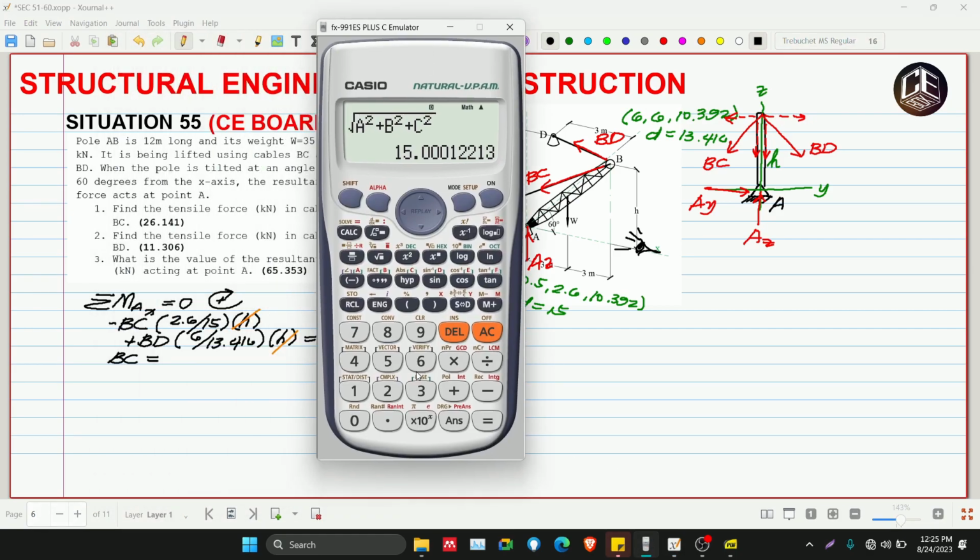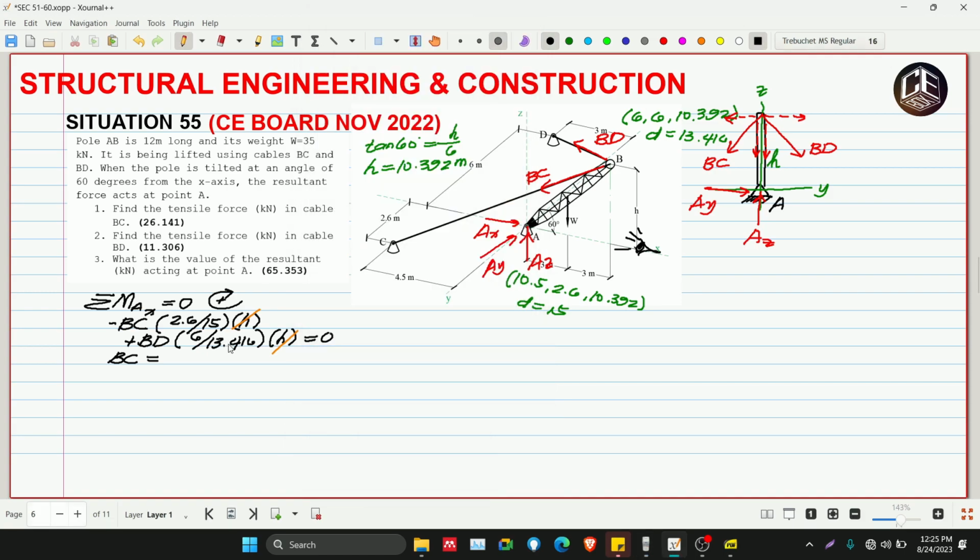ilan yun? 6 over 13.416. And then, divided by yung Y component na 2.6 over 15 para sa BC. Pinang-divide na natin, so, 2.58. So, 2.58 of BD. So, this is our equation 1.